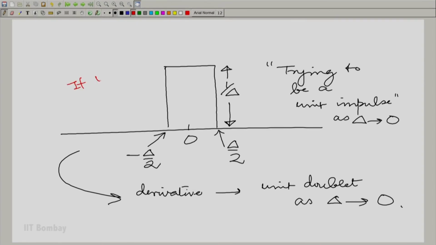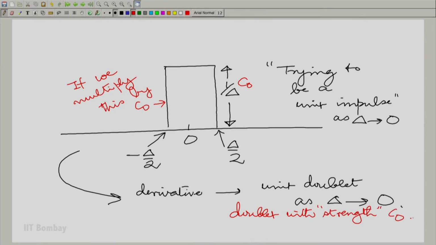In contrast, if I have C0 times 1 by delta as the height, its derivative would give a doublet with strength. So, a doublet can also have a strength, a doublet with strength C0. So, that means the process of just having an s or a power of s in the Laplace domain essentially is a differentiation process. So, this unit doublet is like a differentiation operator, it is just waiting to differentiate something. Again, it is not a function, it is a generalized function.